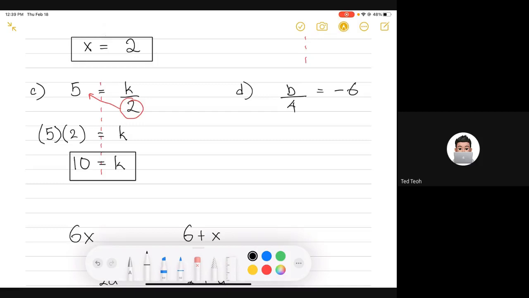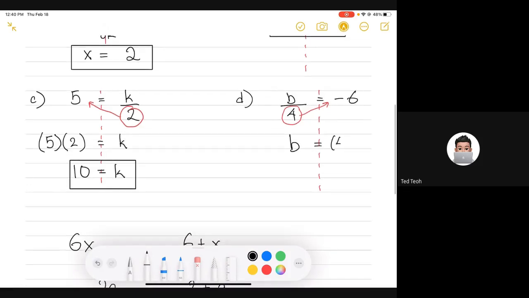The last question here, I'm going to draw my dotted line. I have b over 4 equals -6. Again, I'm going to take this 4 and multiply it. Please be careful when you write the next line out. It's not going to be 4 minus 6. That's not what's supposed to happen. We need to multiply 4 times -6.